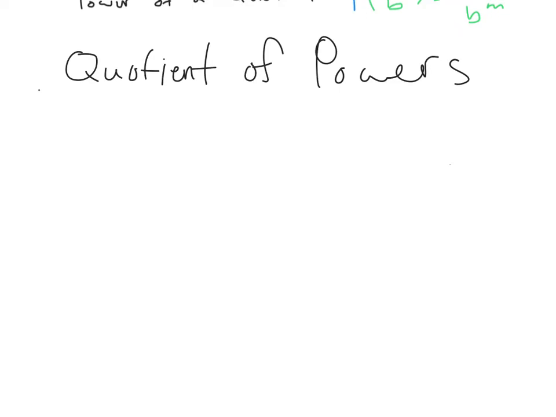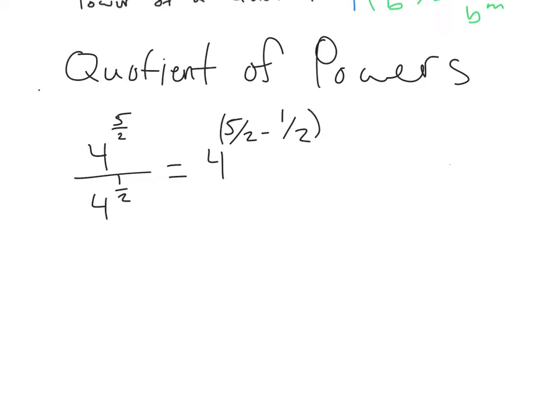Alrighty, so example for this one is we have 4 to the 5/2 divided by 4 to the 1/2. Remember, when we're doing division, we end up doing subtraction. This actually looks a lot scarier than it is, because if you do 5/2 minus 1/2, that just comes out to 4 over 2, right? So you have 4 to the 4 over 2.